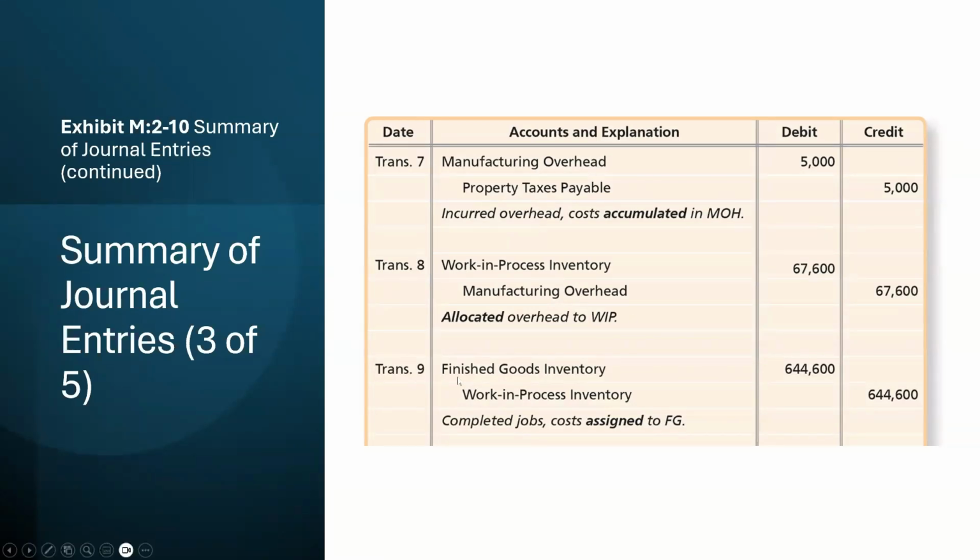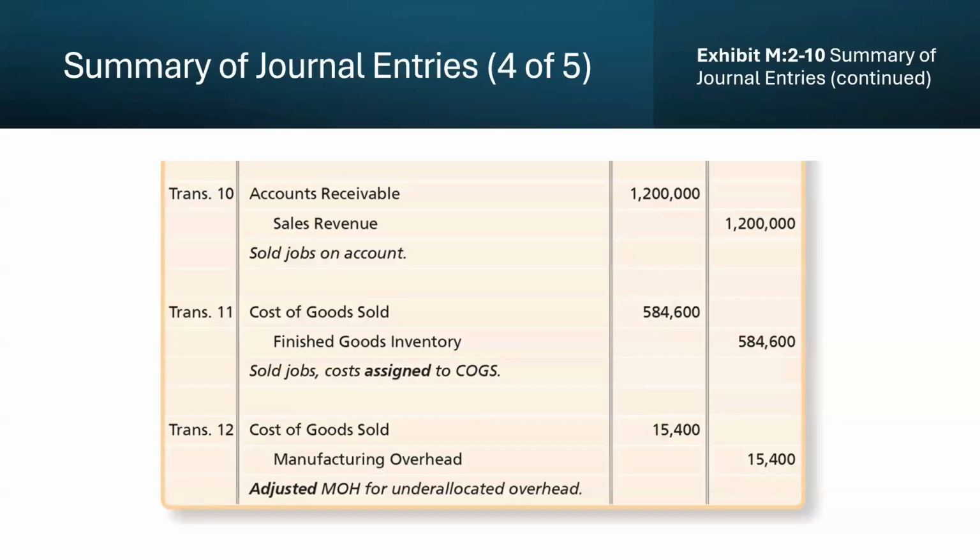Transaction number 9, you had the finished goods inventory, a debit of $644,600, and then you have work in process inventory credited for that same amount. Those are transactions 7, 8, and 9. We will continue with the other transactions, transactions number 10 through 12.